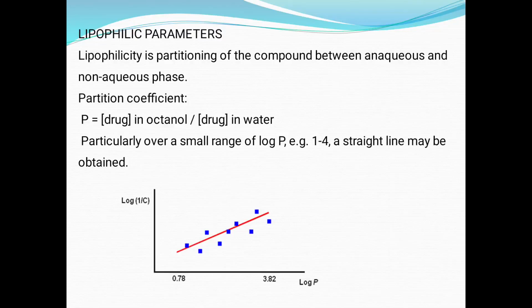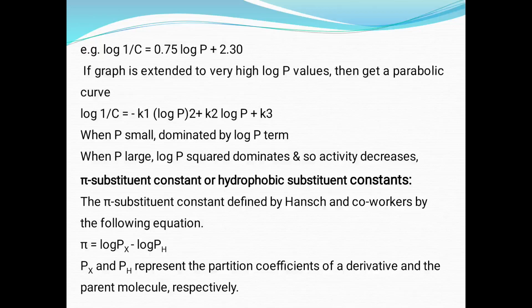If we draw an equation, we test the values of log P against log of 1 by C. Then what we get is a straight line. We are using log values particularly because only log values help us get a straight line. Therefore we are using log values, so log 1 by C.